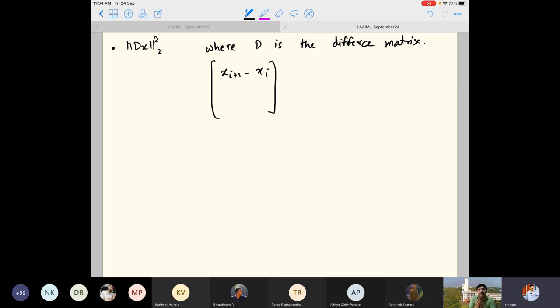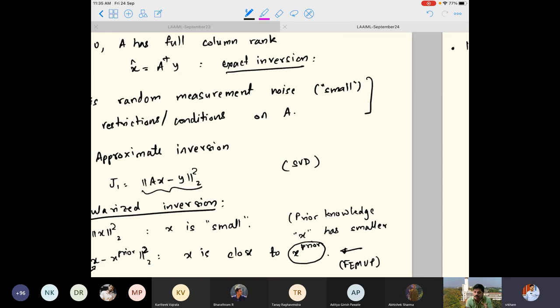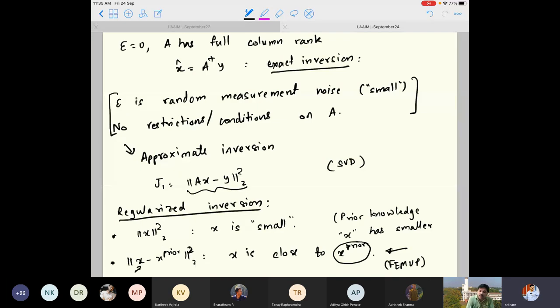So by forcing this norm to go to 0, you want this difference to be really very small. And when you are saying that this difference is very small, you are asking x to be smooth. x is smooth, so there are no sudden changes in x that are possible. These are the types of additional objectives that you have, along with the primary objective that you want to minimize, this J1 equal to Ax minus y.